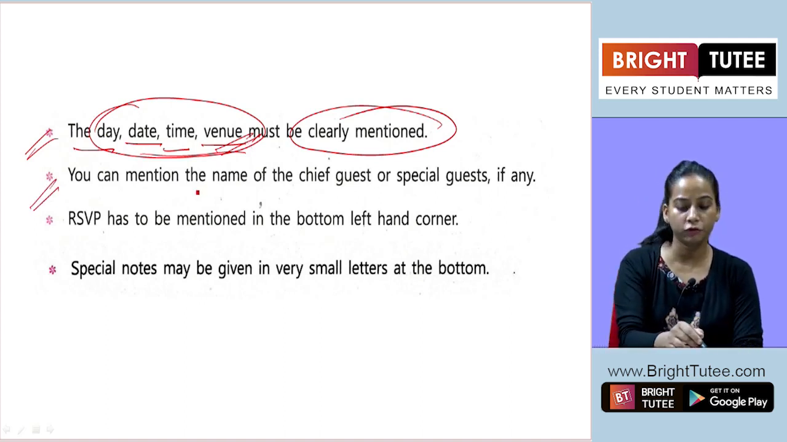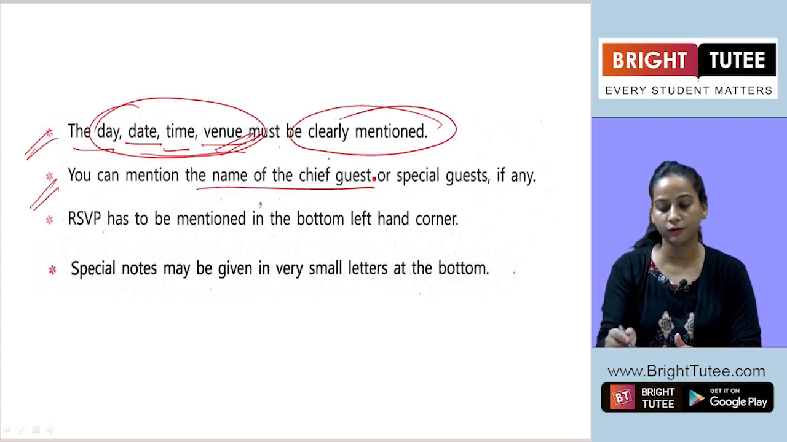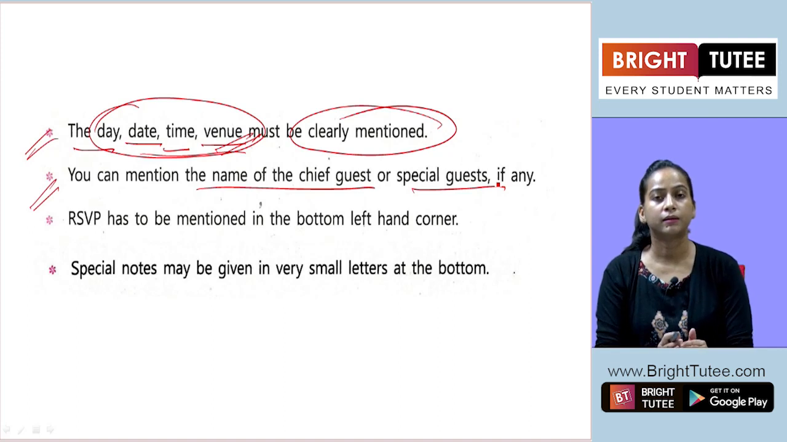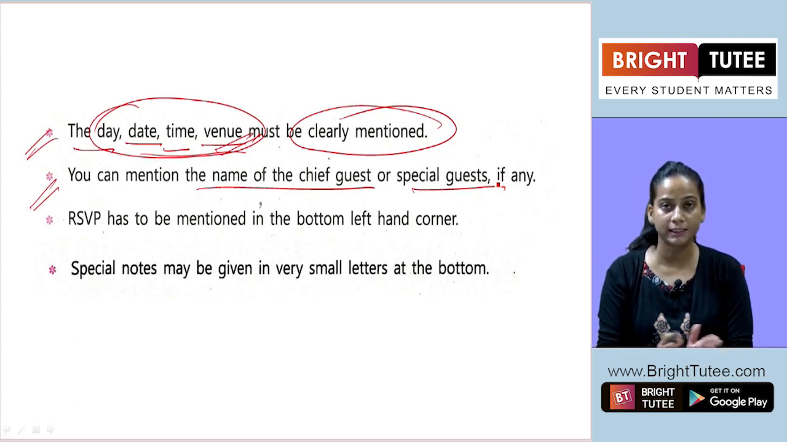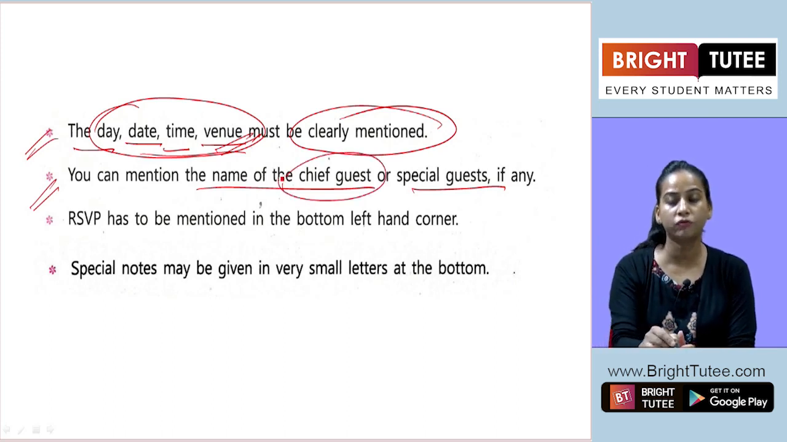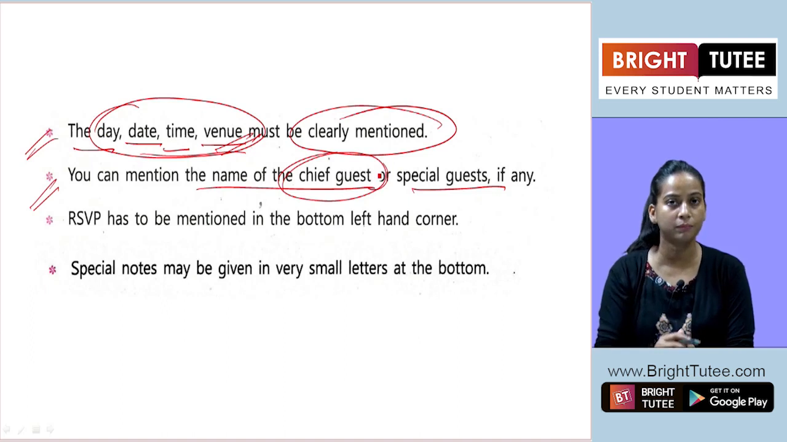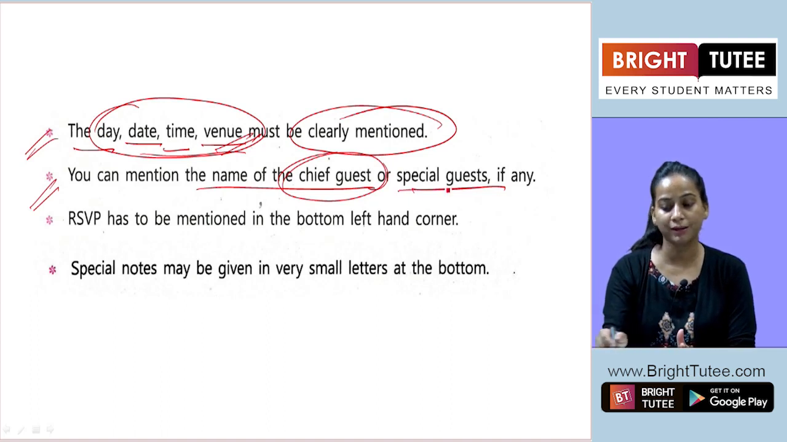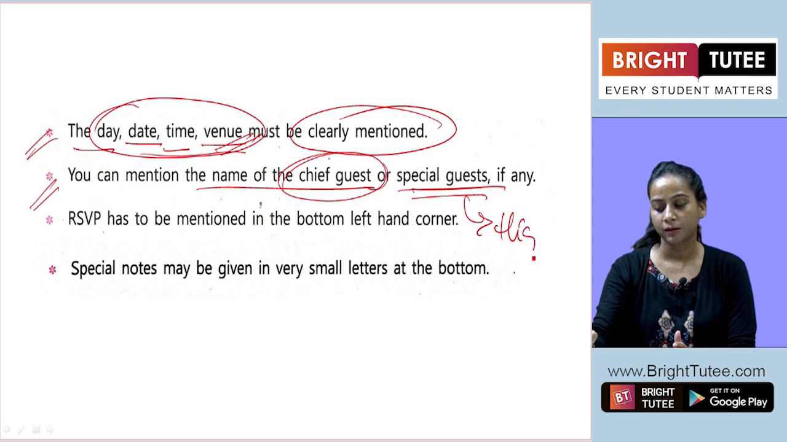Then you can mention the name of the chief guest or the special guest, if any. Along with all these details, what is also the attraction point for your invitation card? That is the name of the chief guest or any special person that you have called to be a part of your event. So that also can be highlighted. The name of the chief guest can be highlighted.